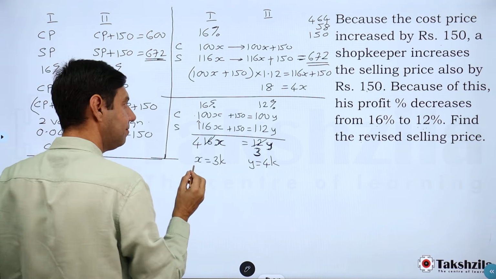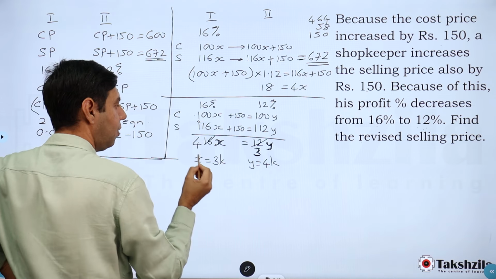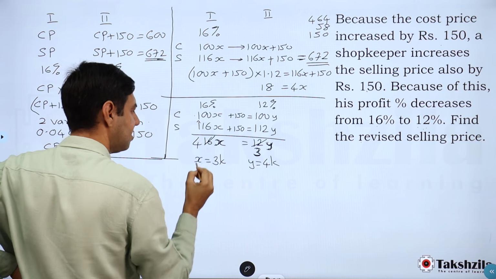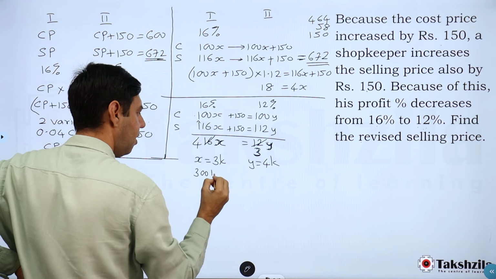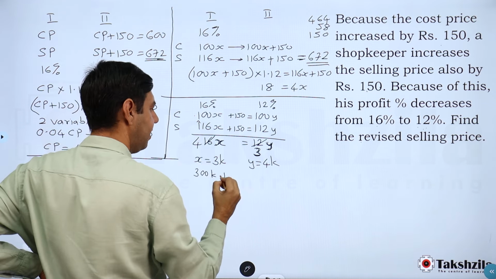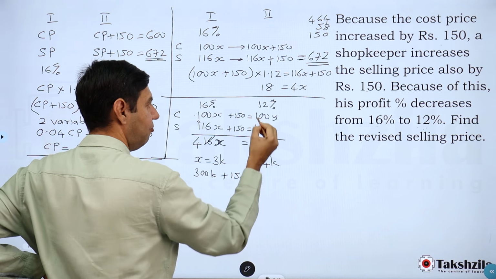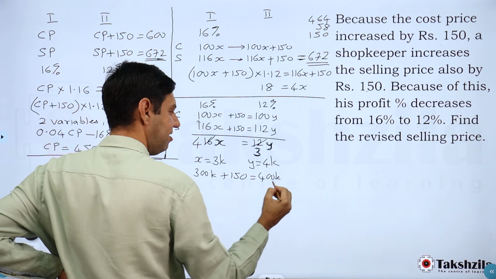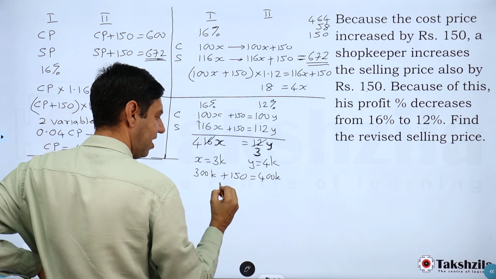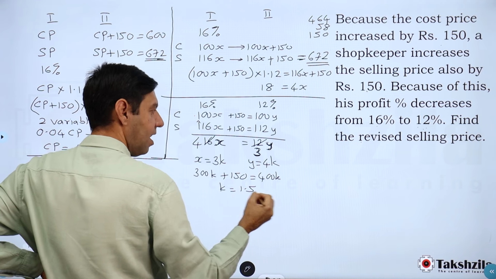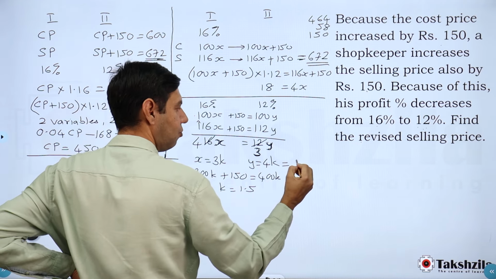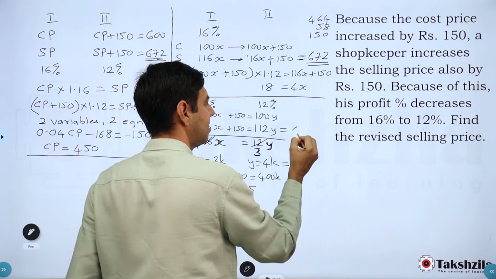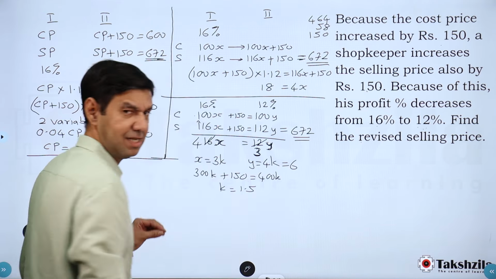Now you can plug them in. It's better in the first equation, those are simpler ones. So this becomes 300k, this is 150 and this is 400k. So k becomes your 1.5, and if k is 1.5, plug it here, so this becomes 4 into 1.5, 6, and once you have 6, multiply it with this, 6 into this is 672, again my answer.